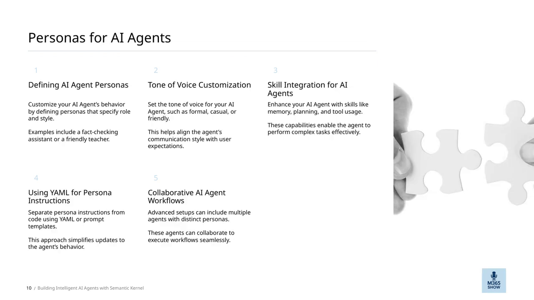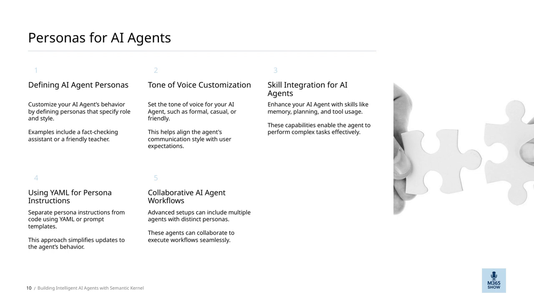Let's explore how we can build more advanced AI agents by incorporating multiple personas. These agents can work together to handle complex workflows smoothly, making the entire process more efficient. To keep things flexible, we separate persona instructions from the core code, often using formats like YAML or prompt templates. This separation makes it much easier to update how the agent behaves without rewriting everything.